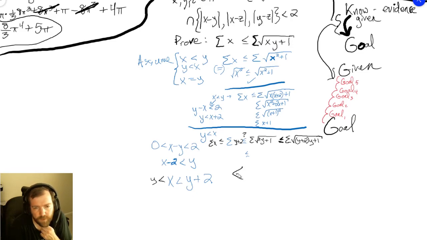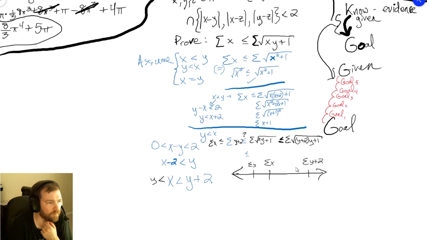Alright, number line wise. I have here, this would be like the sum of all y's, for example, down here. Sum of all x's would be in the middle. And the sum of all y plus 2's would be up on the higher side.